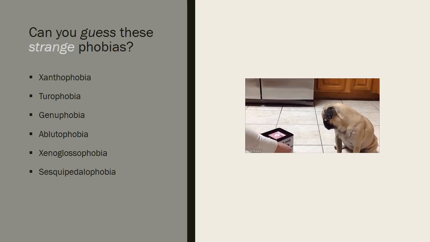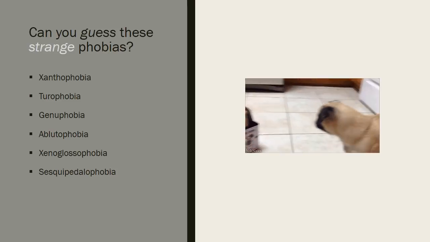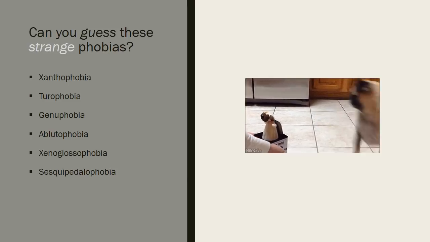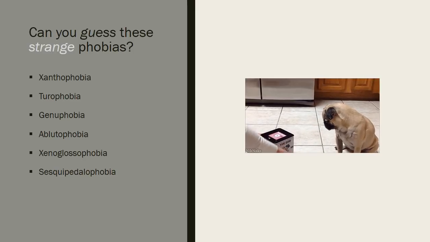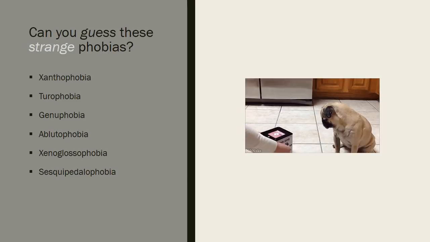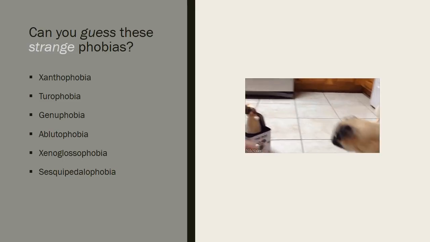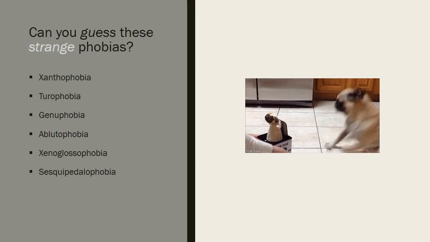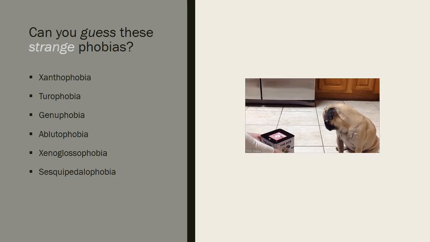So the first one, xanthophobia, is the phobia of the color yellow. Yes, the color yellow. So people who experience xanthophobia will not own anything yellow. They probably will stay away from foods that are yellow and will probably panic at the sight of the color yellow. The next one, turophobia, very fittingly, is the phobia of cheese. So if you have turophobia, you will avoid things like pizza, spaghetti, pasta, anything that's very cheesy, right?